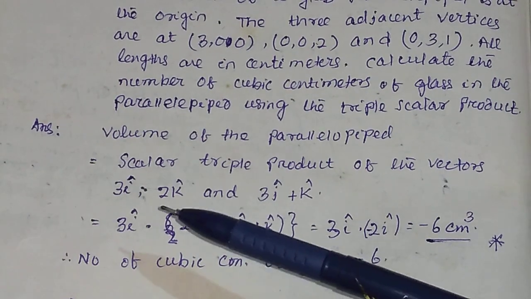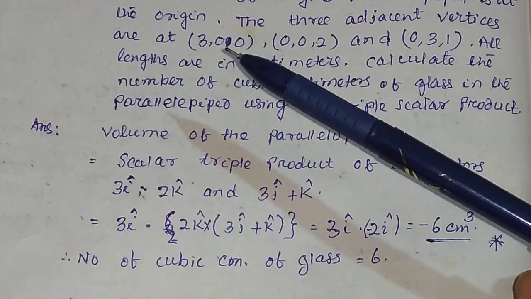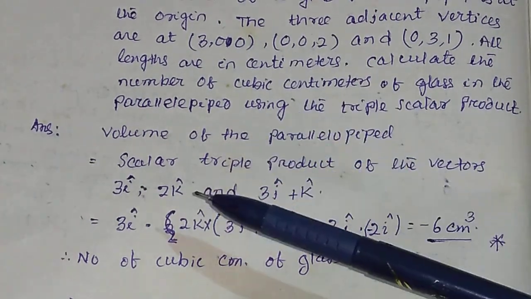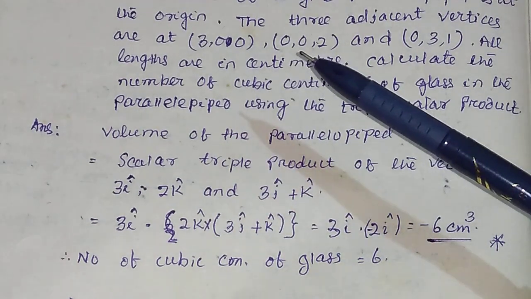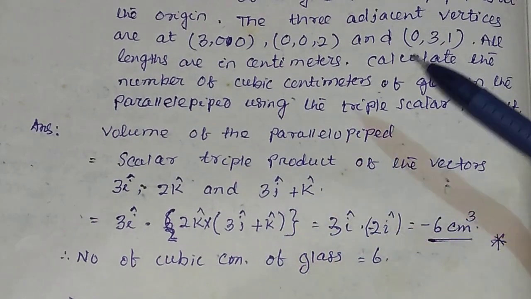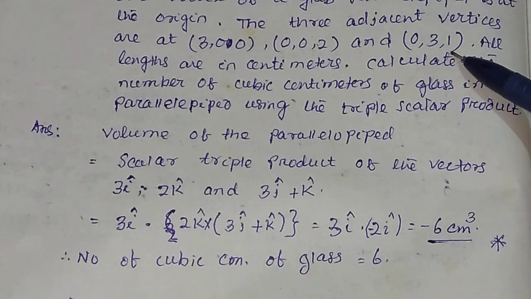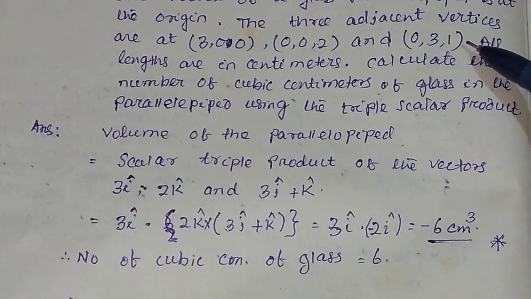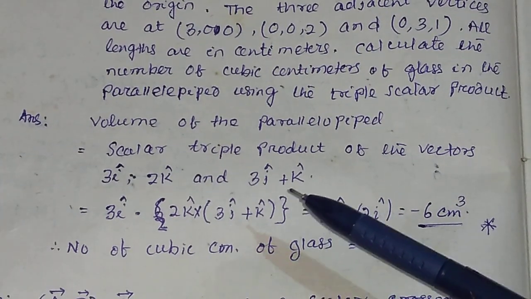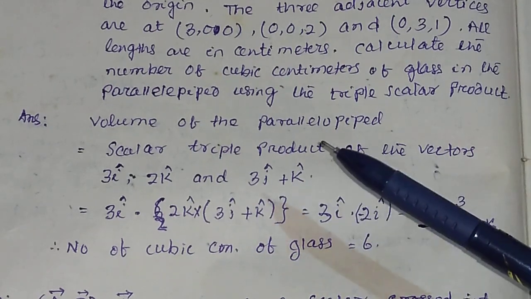So the first vector will be 3 I cap, because y component is 0 and z component is 0. The second vector will be equal to 2k cap because x component is 0 and y component is 0. And the third vector, x component is 0, y component magnitude is 3, and z component magnitude is 1. So the third vector will be equal to 3j cap plus k cap. So what will be the volume of the parallelepiped?